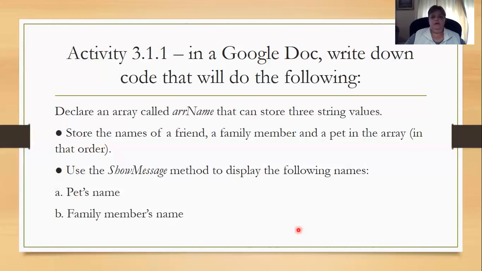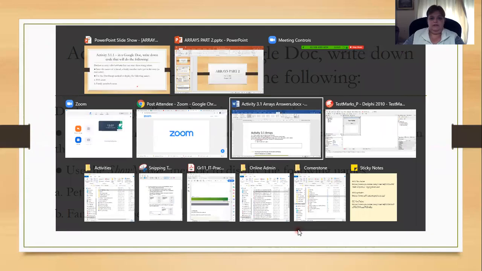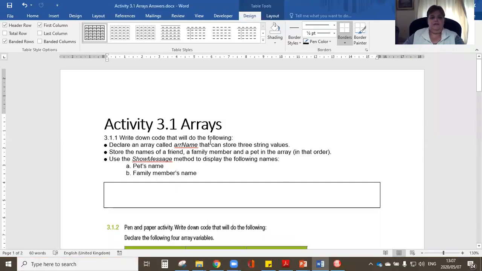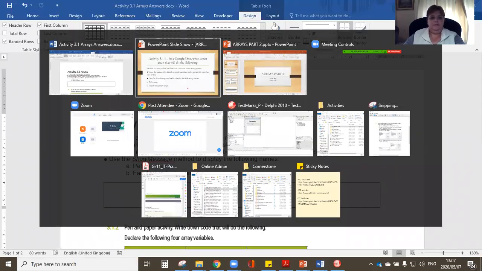Okay, so you're going to do activity 3.1.1 in a Google Doc. So you can do something like this. Let me just find my activity. I have created activity 3.1 here, and I just copy the question over there, and I will be entering my answers over here. Okay, so let's get back to the activity.